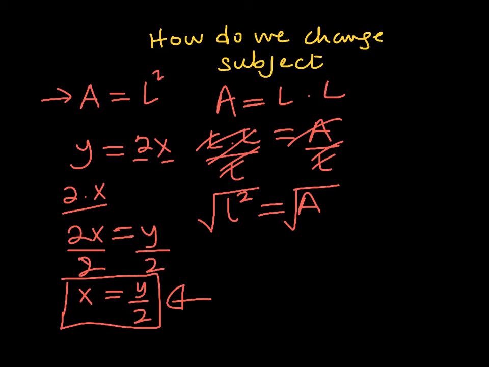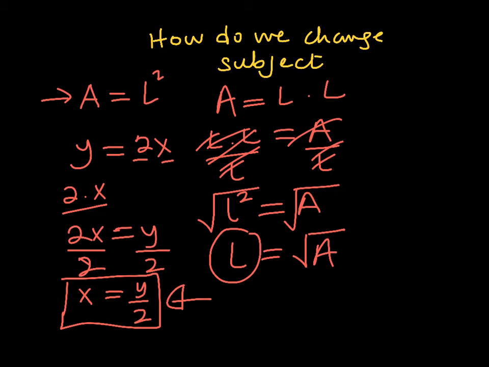So the square root of L squared will leave us with L, and then what we have is the square root of A. Okay, and that's the reason why in that example where we said the area of the square was 144 centimeters squared, what is the length? All we needed to do was change the subject of the formula to L and take a square root of 144, and then we got an answer of 12 centimeters.